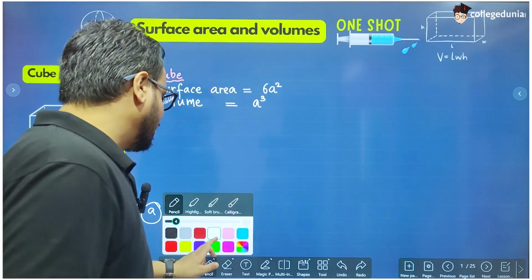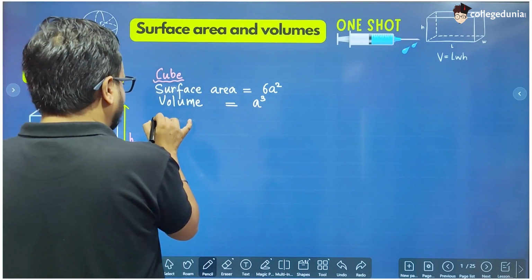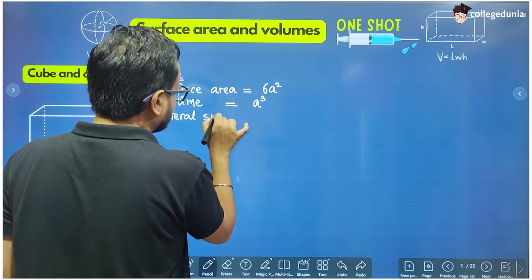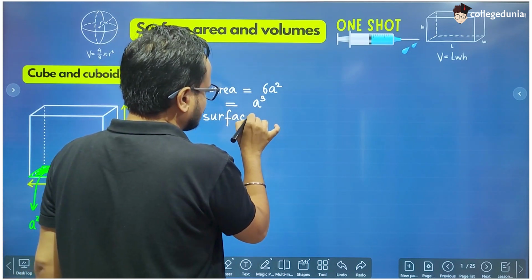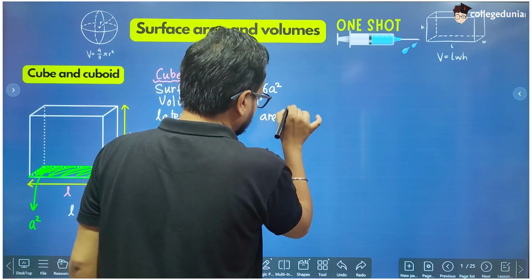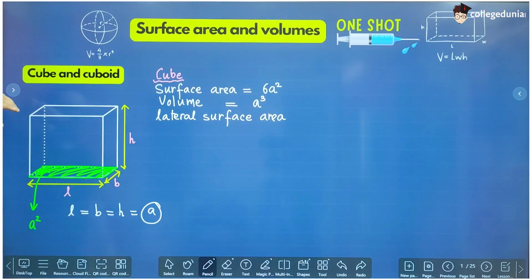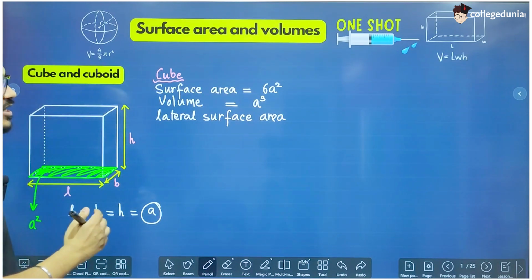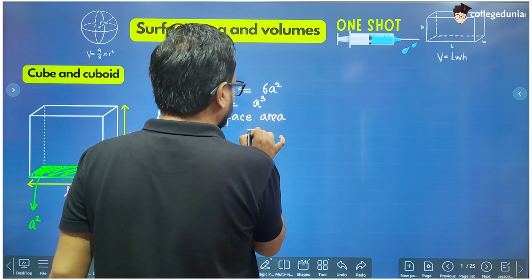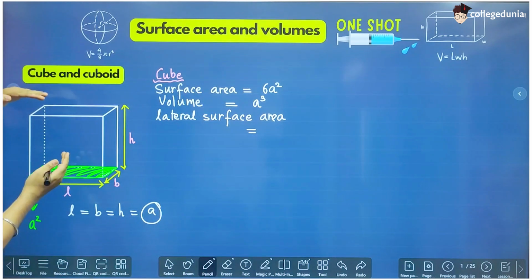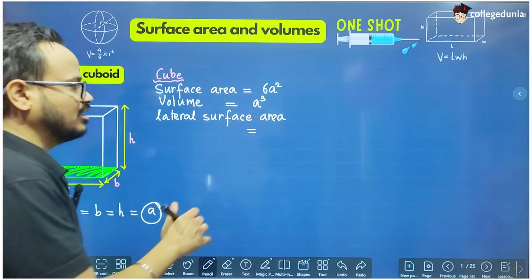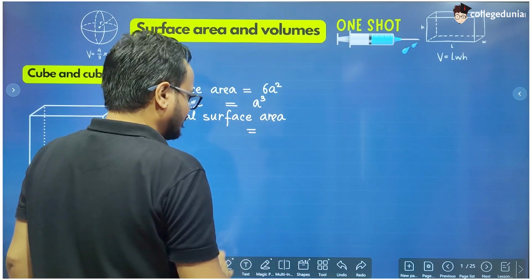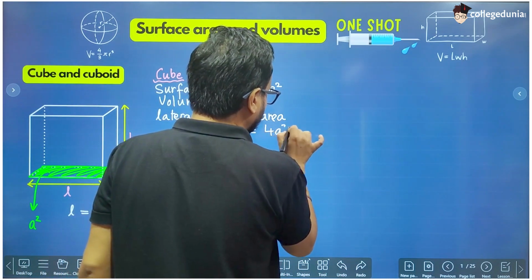Okay, there is one another thing which is called the lateral surface area. Lateral surface area means if you leave two faces, the upper one and the lower one, the area of the other 4 faces is the lateral surface area, and which is 4A square.